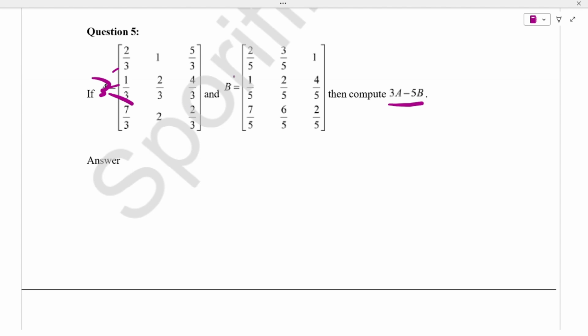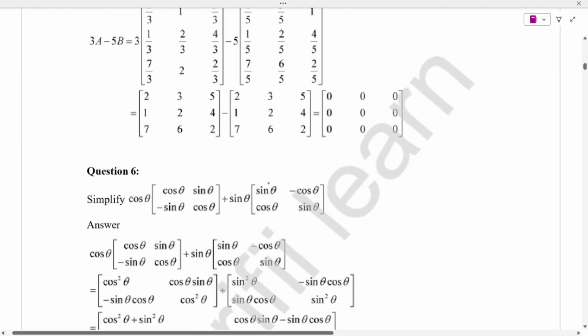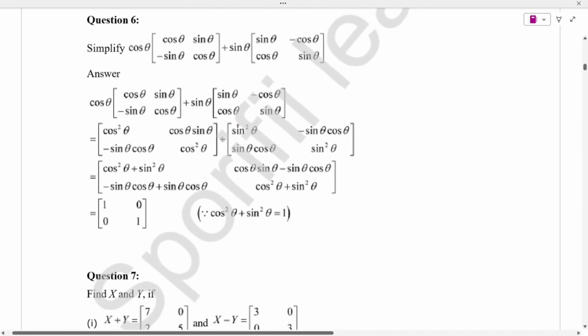Each of the elements, here you have to multiply by 5. 5B for all of the elements, and then you have to subtract them both. You will get the answer as all equal to 0. Okay, now let's solve the next question.